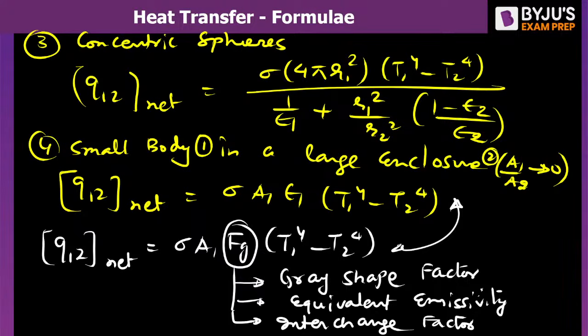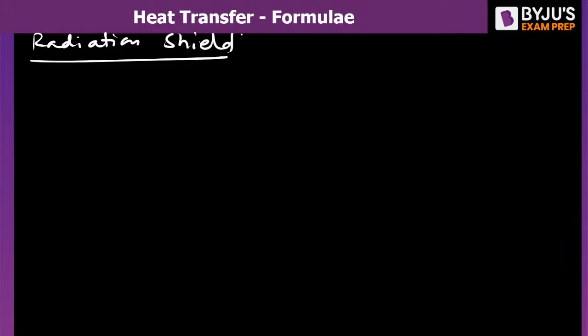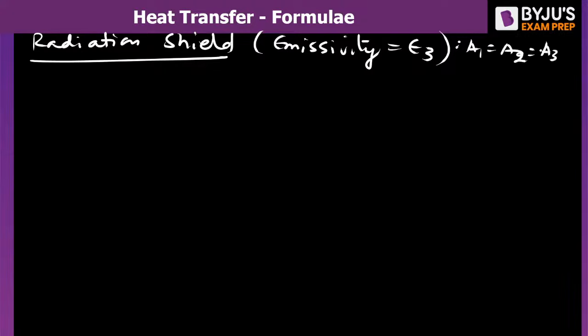Let us talk about the radiation shield. The formula for radiation shield. N is the number of radiation shields of equal emissivity. Emissivity is equal to, let us say, epsilon 3. A1 is equal to A2 is equal to A3 and so on. All the surfaces have the same area.